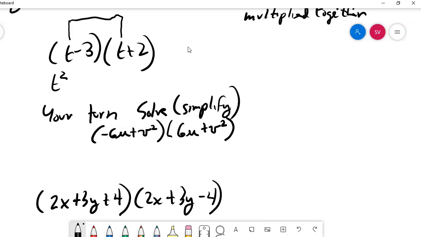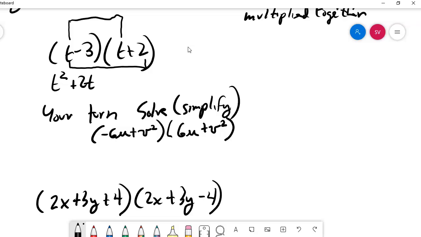Now the O part is the outside terms, or the walls of the problem. Here we have four terms: a t, a minus 3, a t, and a plus 2. What are the outermost terms among those four? That's your outside terms, and in this case it's t and 2. You can't get any more outside than those, other than the parentheses. So t times 2 is plus 2t.